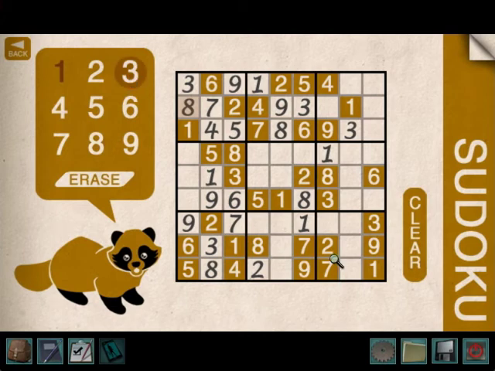Okay, this we do have enough information for. 3 has to go here because of this 3. So, and there's another number missing here. This is a 2. Okay, that's good. All right, it's coming along.